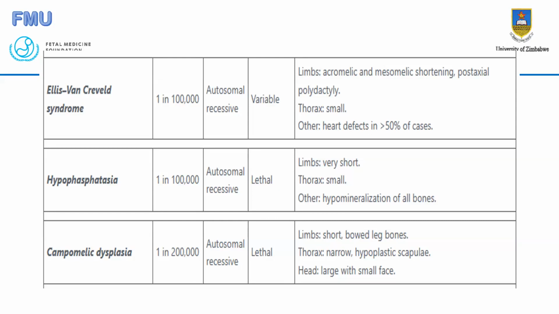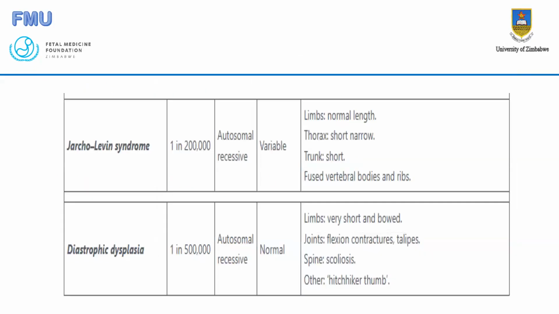Then campomelic dysplasia occurs in about 1 in 200,000. It's autosomal recessive again, and it is lethal. There are short bowed leg bones and a narrow thorax. The scapula is hypoplastic, so you don't get to see the baby's scapula. And we have a large head with a small face. So that's campomelic dysplasia.